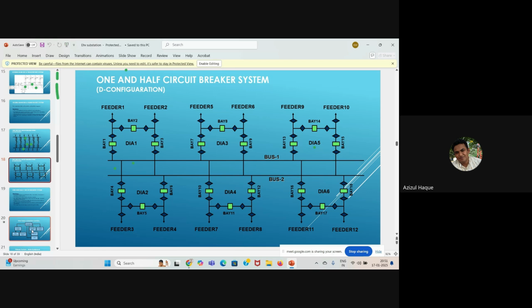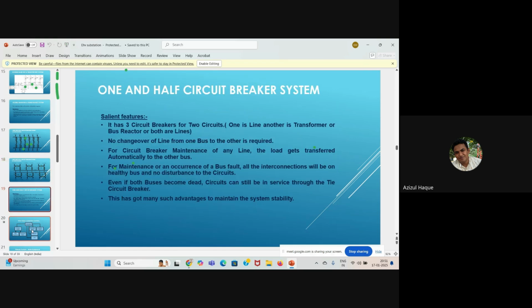Ma'am, go to the next slide. Even if both buses become dead, circuits can still be in service through the tie circuit breaker. This is one of the biggest advantages. This is the worst case scenario. Normally, this situation does not happen. If it happens, some of the engineers will get a show cause notice on how both the buses could be disrupted at the same time. So normally, both buses being dead is a very rare incident. Okay, let us go to the next slide.